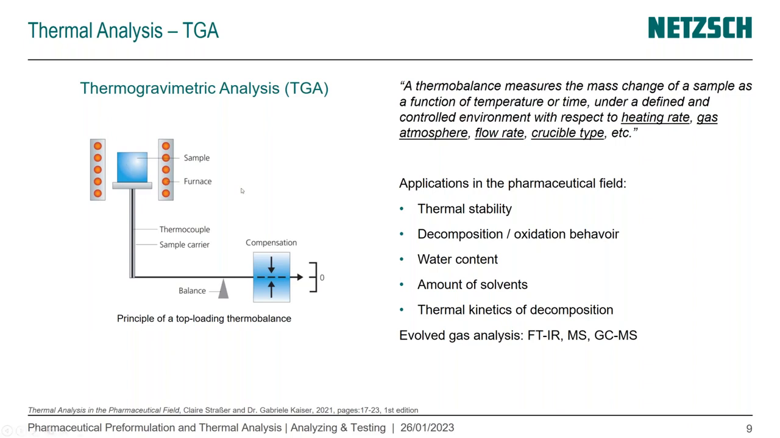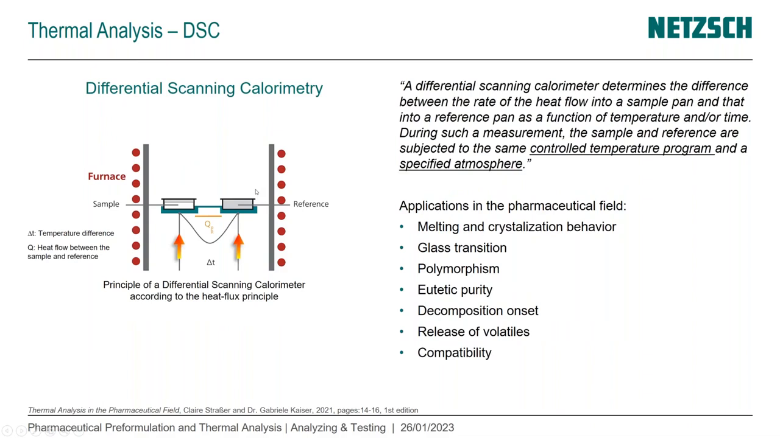Okay, then we do have the differential scanning calorimetry. A differential scanning calorimeter determines the difference between the rate of the heat flow into a sample pan and that into a reference pan as a function of temperature or time. During such a measurement, the sample and the reference are subject to the same control temperature program and specific atmosphere.